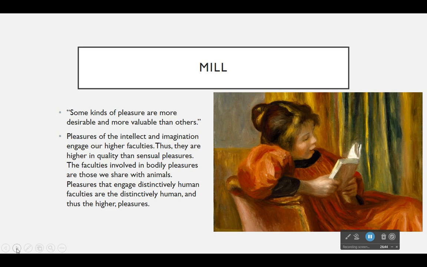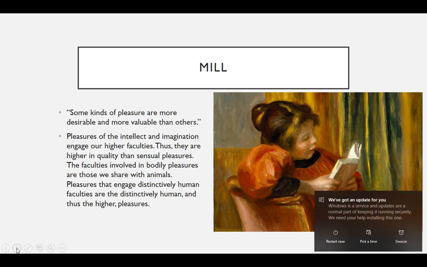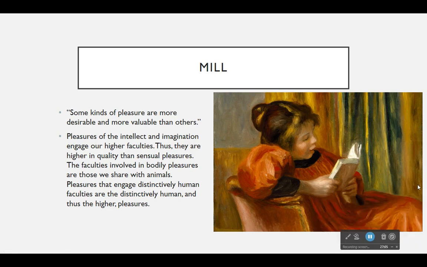So some pleasures, Mill says here, are more desirable than others, not in the sense of more people desire X than desire Y, but it may be the case that there's more intrinsic value in Y than there is in X. If one makes the effort to be able to appreciate that higher source of pleasure, that higher source of aesthetic value, in the case of a work of art or great music or great literature, then it's more desirable in the sense that there is more value to get out of it.